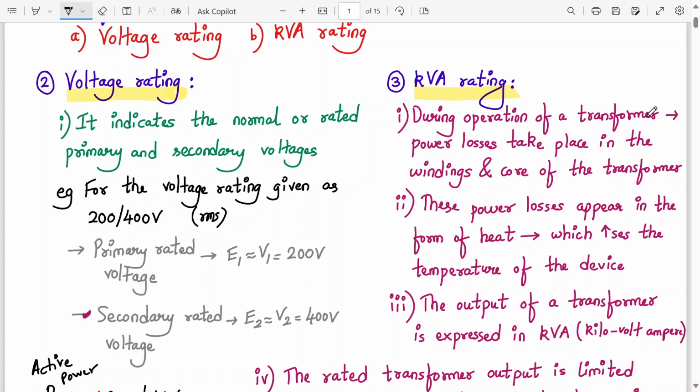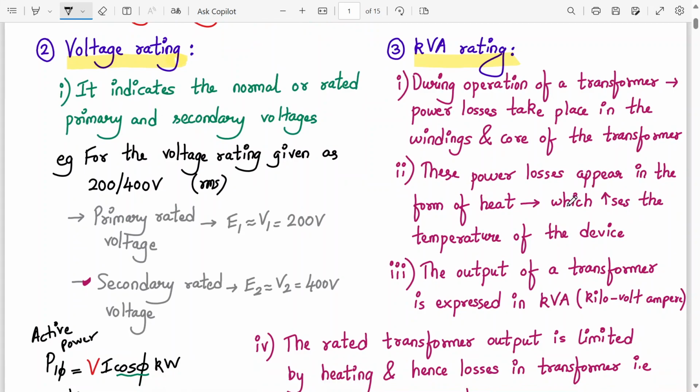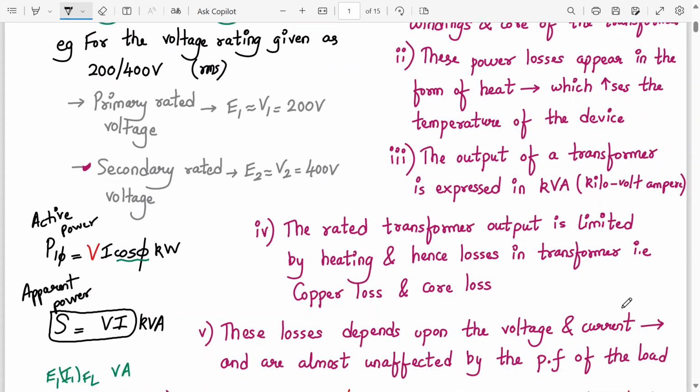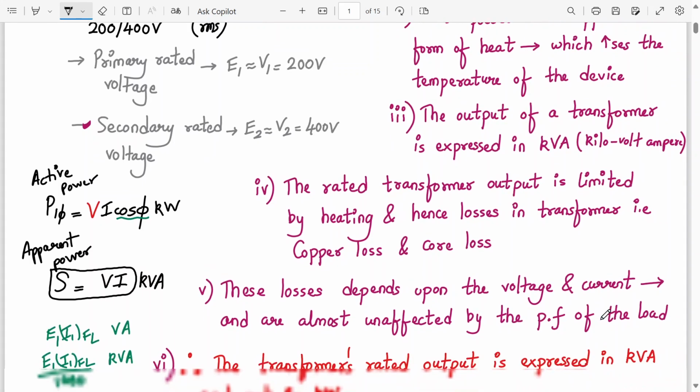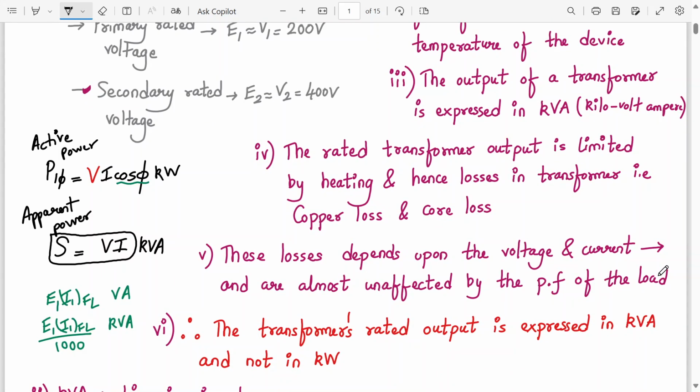Then the kVA rating. So during the operation of the transformer, the power losses take place in the winding and the core of the transformer, right? These power losses appear in the form of heat, which increases the temperature of the device. The output of the transformer is expressed in kilovolt ampere. The rated transformer output is limited by heating, and hence the losses in transformer are copper and core losses. So these losses depend upon the voltage and the current, and are almost unaffected by the power factor of the load. Therefore, the transformer rated output is always expressed in kVA and not in kilowatt.